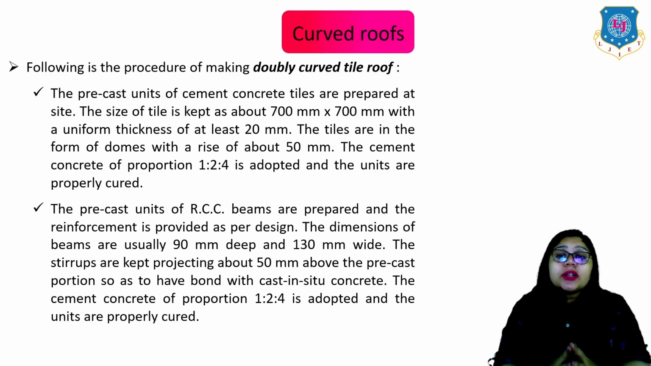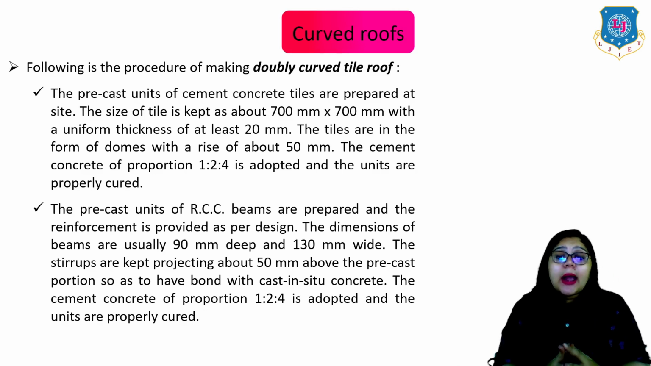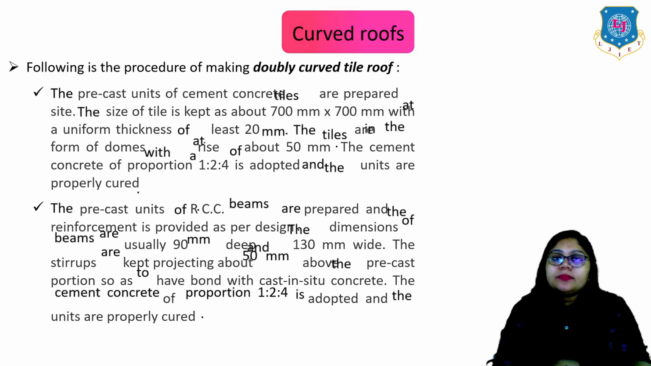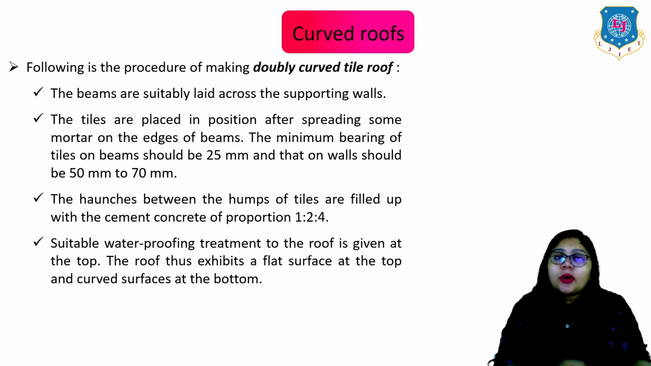The precast units of RCC beams are prepared and the reinforcement is provided as per design. The dimensions of beams are usually 90 mm deep and 130 mm wide. The stirrups are kept projecting about 50 mm above the precast portion so as to have bond with the cast in situ concrete. The cement concrete of proportion 1:2:4 is adopted and the units are properly cured. The beams are suitably laid across the supporting walls.